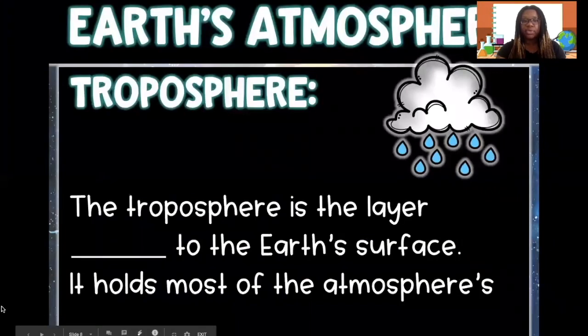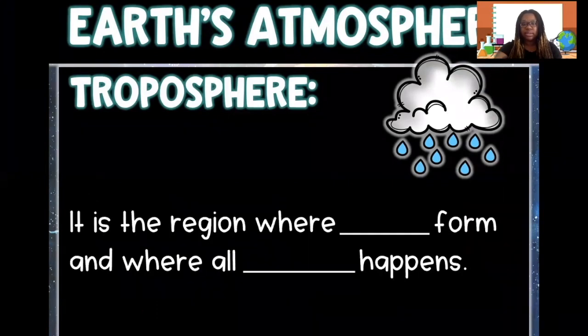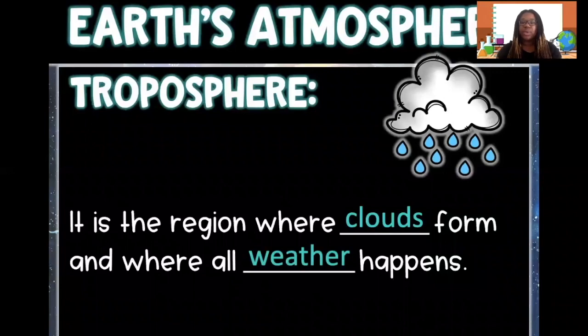All right, so now we're on the troposphere, right? So the troposphere is the layer closest to the Earth's surface, and it holds most of the atmosphere's mass. We saw in the video, it holds 75% of the atmosphere's mass. It is the region where clouds form and where all weather happens. So like the video was saying, the planes fly above the troposphere because they don't have to deal with any weather disturbances.